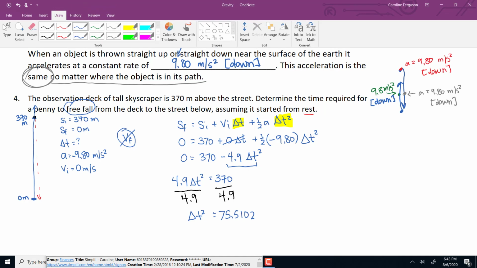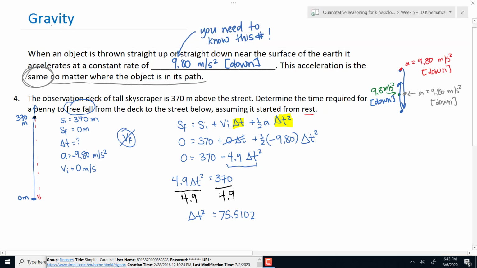Now I want to get rid of the squared, so I'm going to square root both sides. We should have a plus or minus in front. When I square root delta t squared, I just get delta t equals, and the square root of 75.5102 is 8.69. Okay, I have my plus or minus.